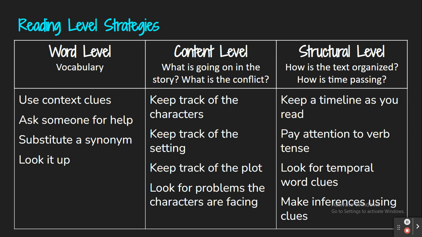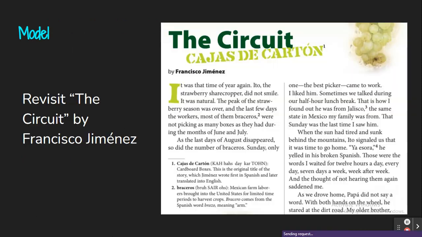Look for temporal words and cues, those words and phrases that we talked about that tell us that time is moving forward or backward in a story. And then make inferences using clues. Again, an inference is something that is not going to jump out at you. It's not said directly in the text, but it's something that you understand based on what you're reading. For example, if a character walks into the room and slams the door, you might make the inference that they're angry, even if that fact is not explicitly stated in the text.